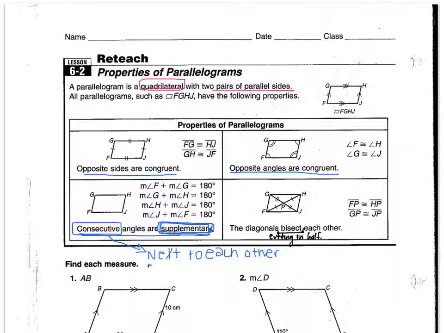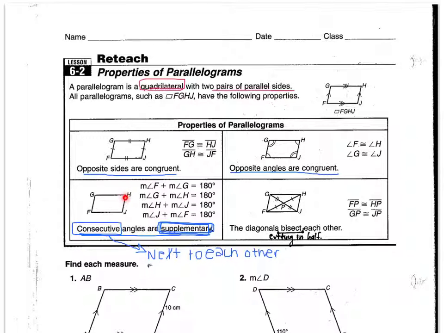Okay, so for example here, G and H are consecutive, so they add up to 180. H and J are consecutive, so they should add up to 180. F and J are consecutive, so they should add up to 180, and F and G are consecutive, so they should add up to 180. An example of that is if G is 100, F should be the supplement of that, which is 80. If G is 100, H would be the supplement of that, which is 80.